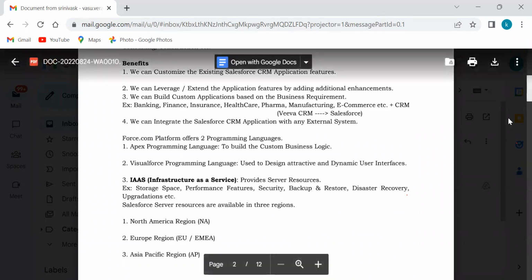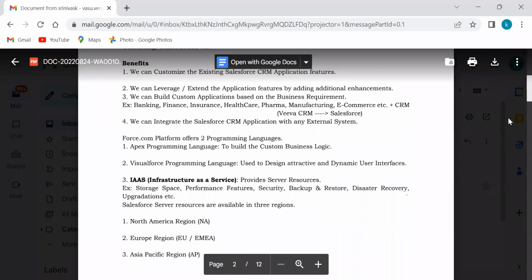So these are the various cloud services which are provided by Salesforce. Okay, we have software as a service, infrastructure as a service, and platform as a service. As part of software as a service, what is Salesforce providing? Salesforce is providing a ready-made CRM application, which is called Salesforce CRM.